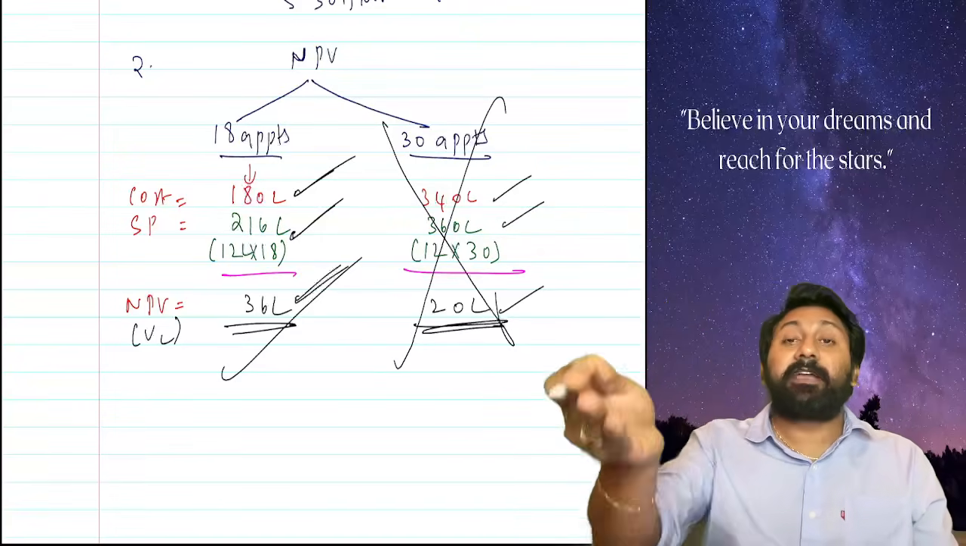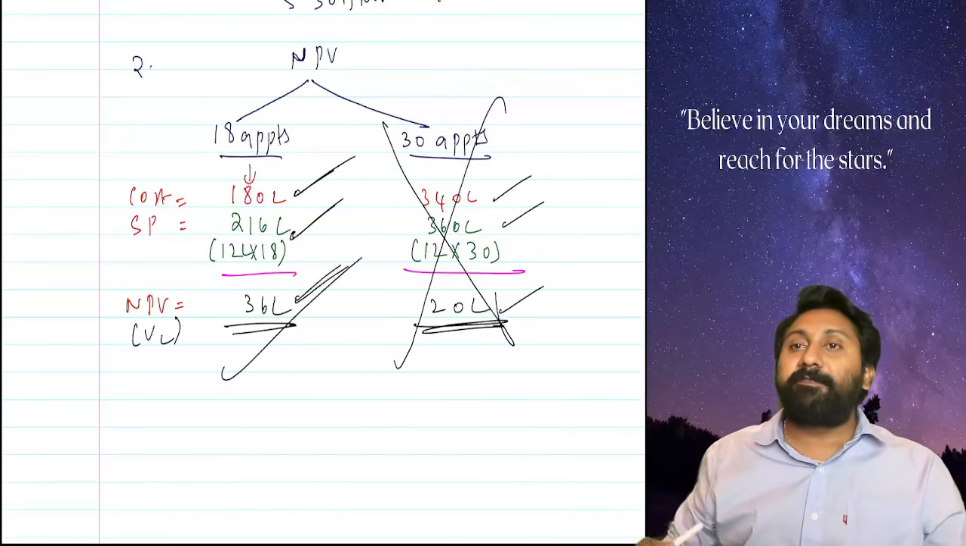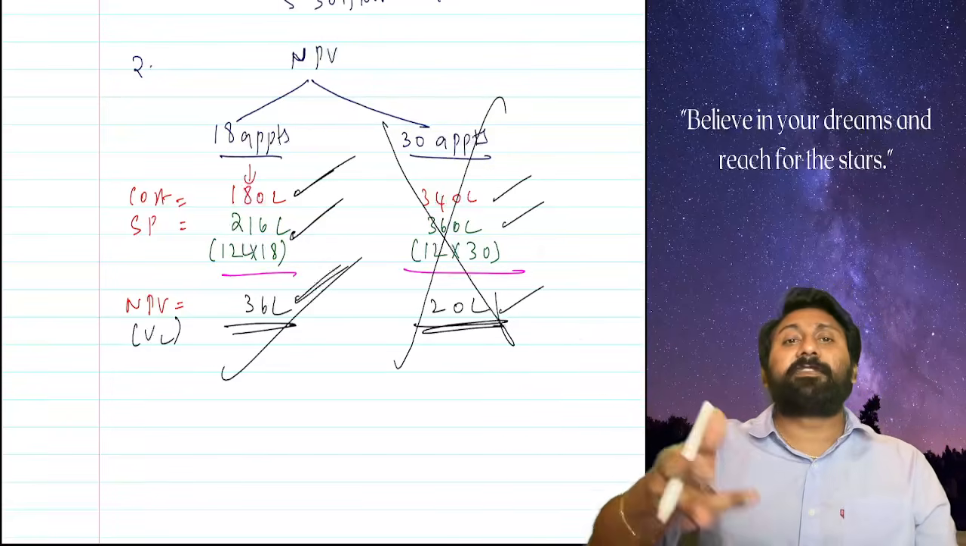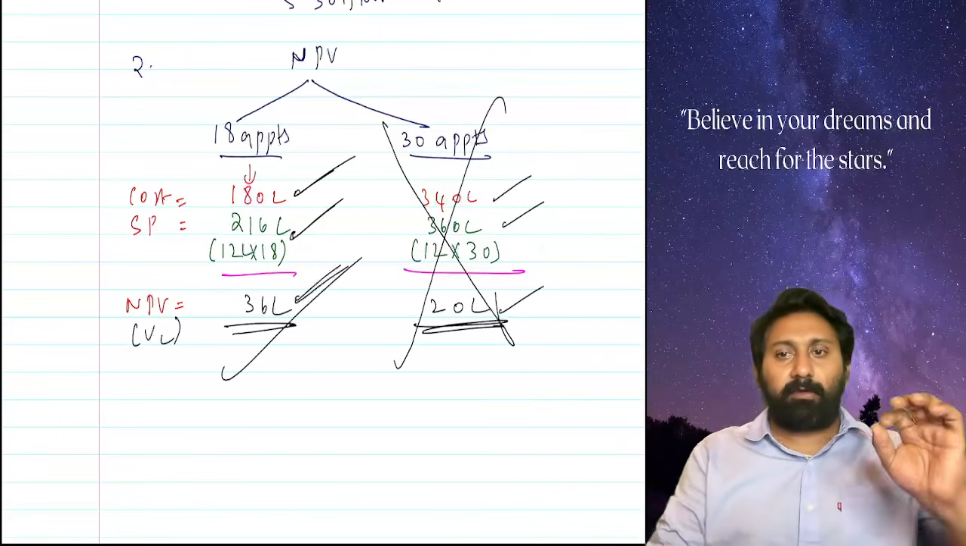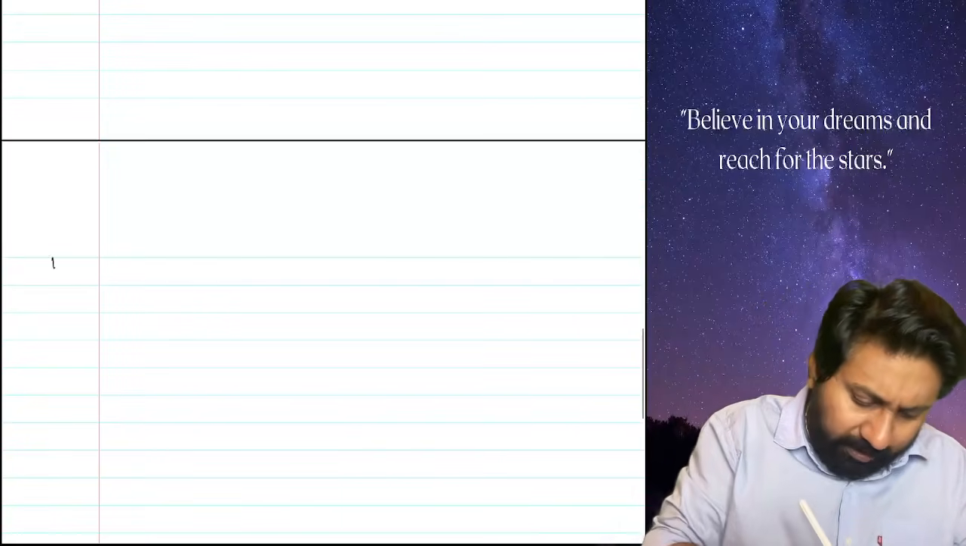The benefit what we get from an asset is the value of that asset. What is the benefit you are getting? 36 lakhs is the benefit I am getting because of having this land. Therefore 36 lakhs is the value of the land. One point completed. Next, option number 2.